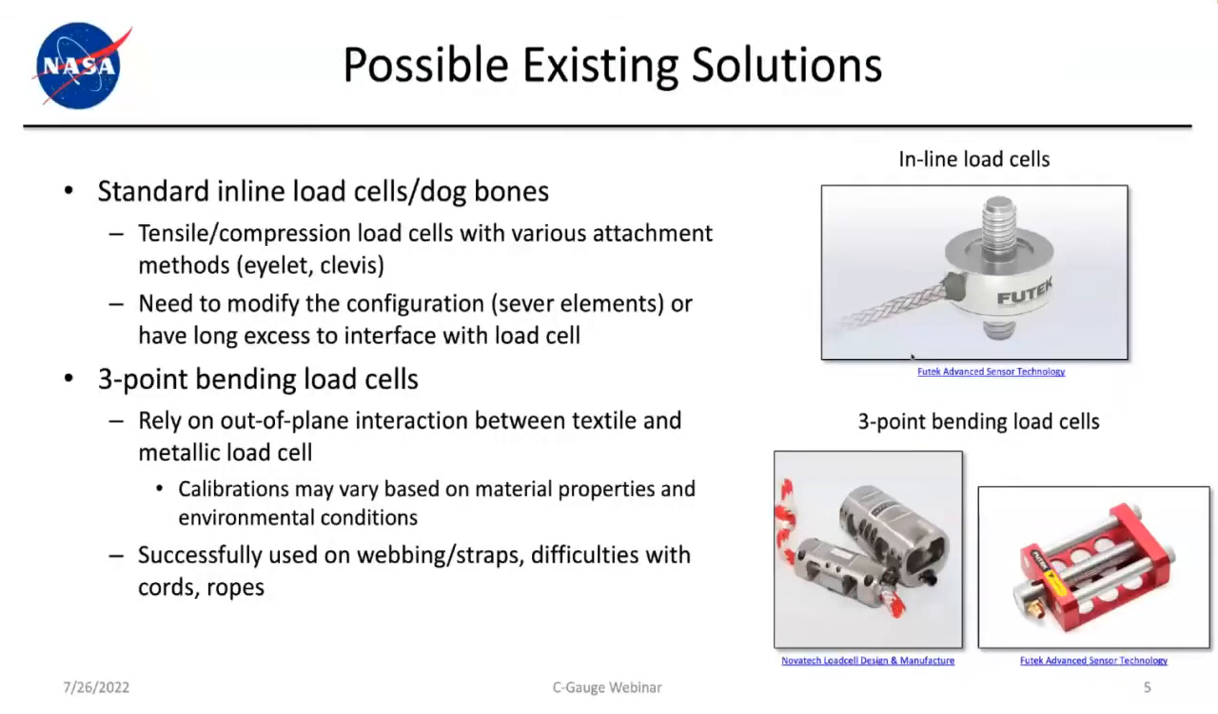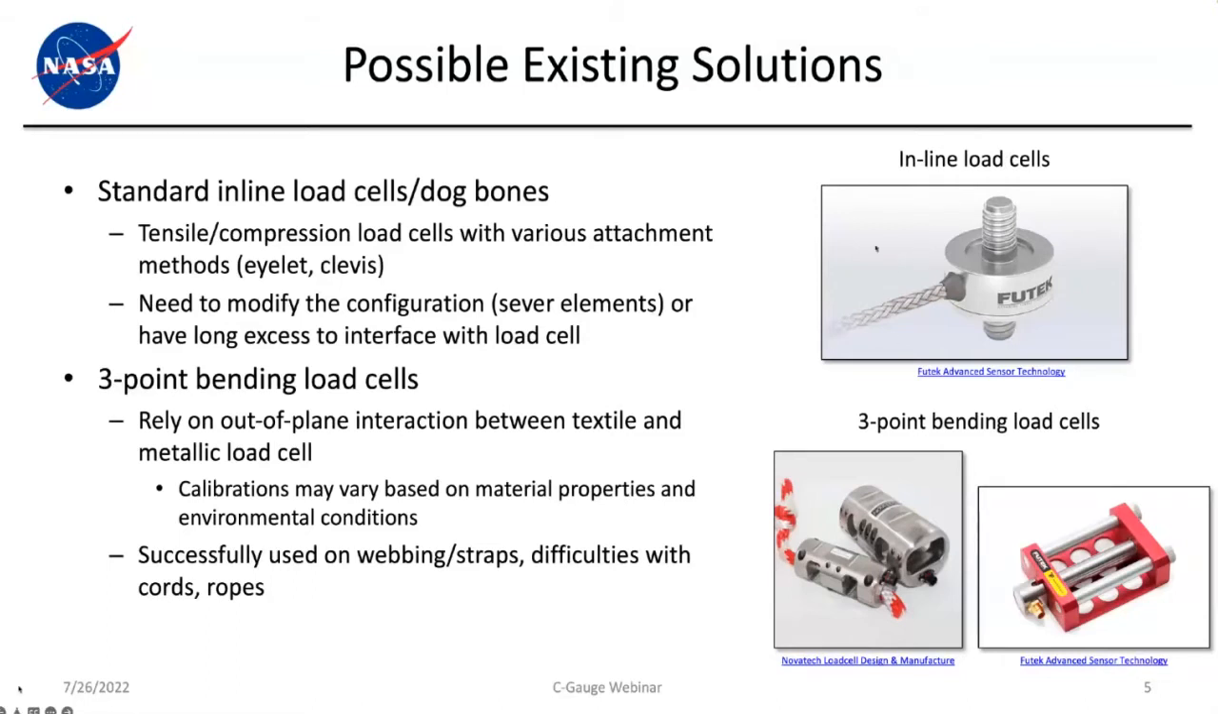So what are some possible existing solutions for these questions? The question being, what are the loads in a parachute in its design configuration flying through the air? Well, there are standard inline load cells, which we've all probably seen, tension compression. This is an example here on the right from Futek. You can screw on an eyelet on either side and put it in the middle of your suspension line. So you would cut the suspension line, interface it to the top and bottom of the load cell, and boom, you got a measurement.